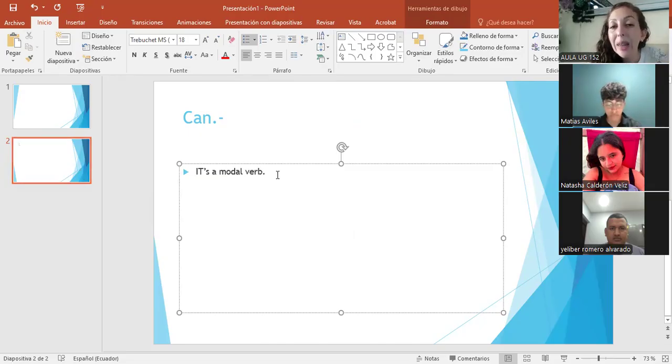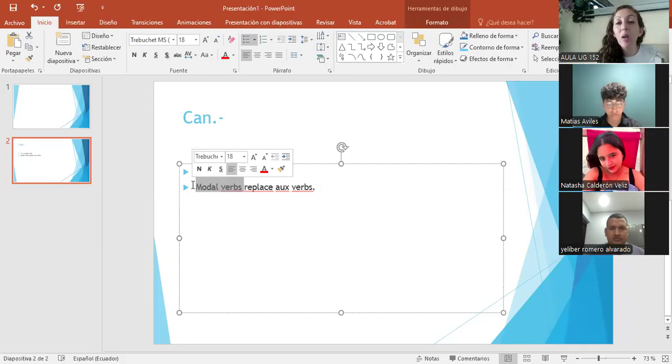A modal verb is different from an auxiliary verb, and it's completely different from a principal verb. The modal verbs replace auxiliary verbs. When we say that they replace the auxiliary verbs, it is because they are going to be in the place of, they are going to substitute the auxiliary verbs. So you cannot use them together. And we continue with can.